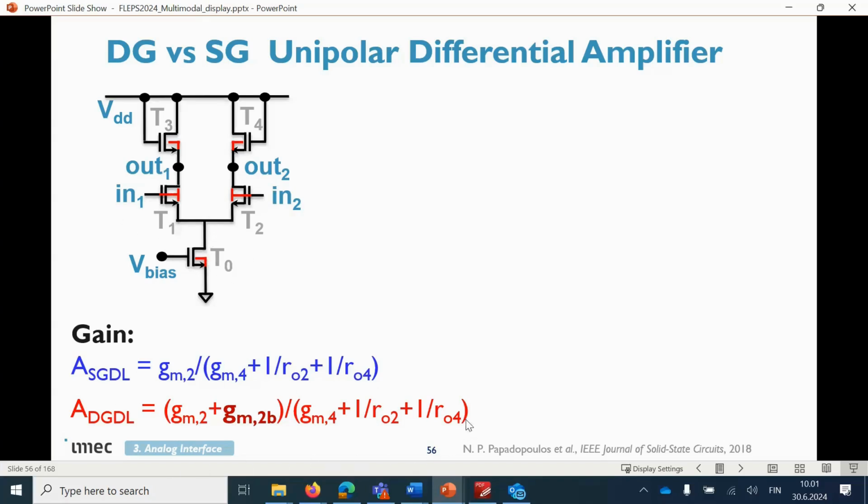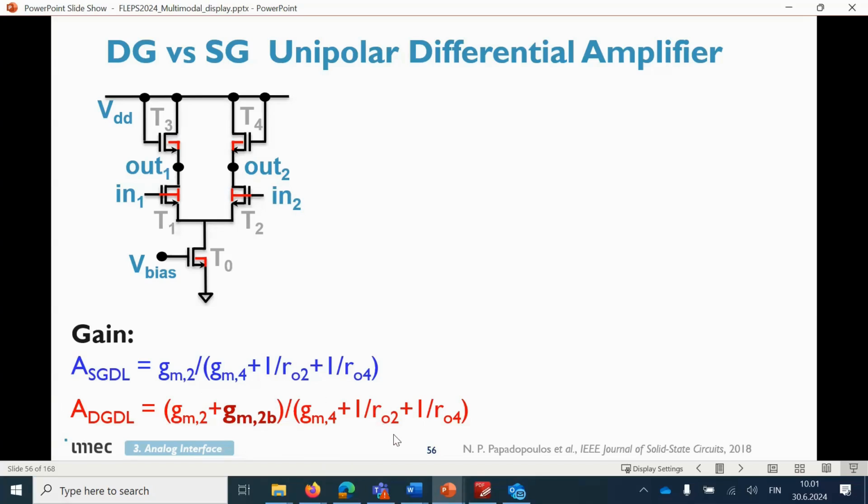You also calculate, again, the gain for the 2 stages, and you see, numerically but also equation-wise, that you have an extra GM here that comes from the backgate of transistor 2. The other terms are all the same, which means that by definition the dual gate gain would be larger if all the rest are the same, all the sizes and everything in the transistors.